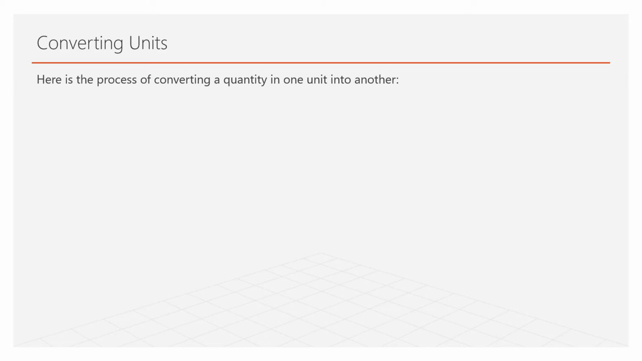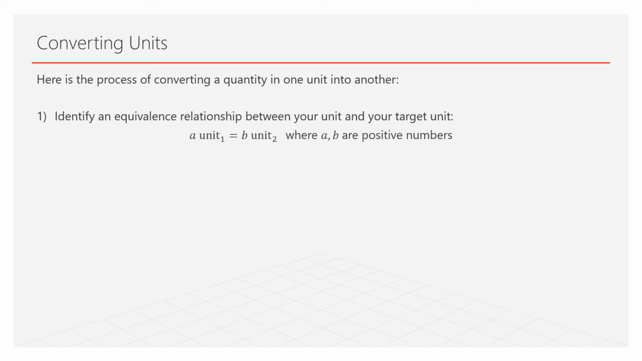Let's now review the process of converting units. First, identify an equivalence relationship between your unit and the target unit. It will often look something like this, where A, measured in unit 1, is equal to B, measured in unit 2, where A and B are positive numbers.